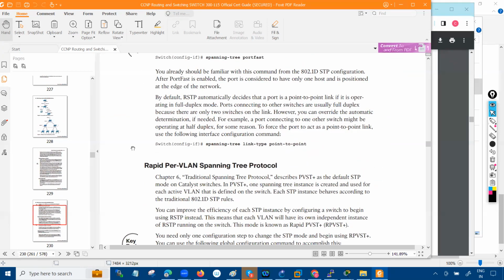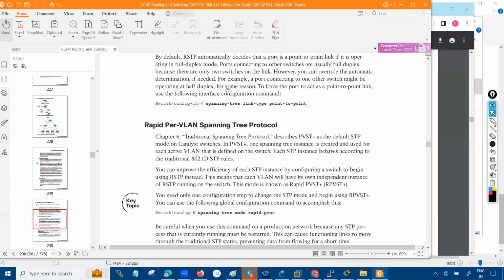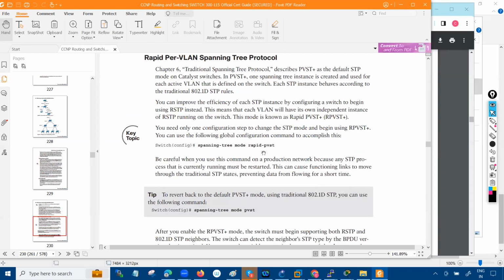Very simple command. You just need to change the link type. We have already seen that. If you want to enable the port first, you can enable the port first. We did this part. Change the mode to spanning-tree mode rapid-pvst.